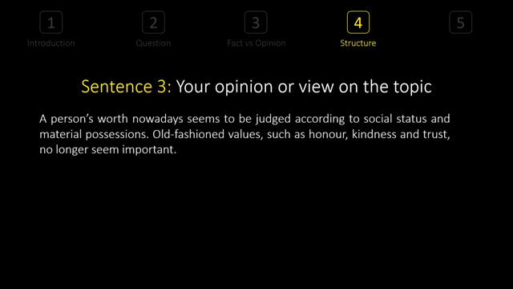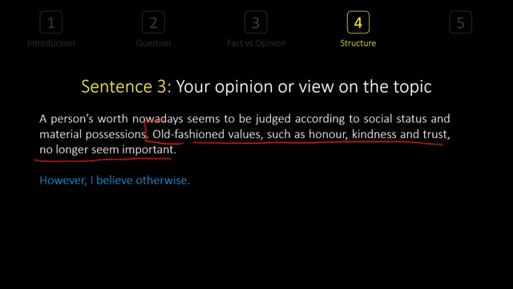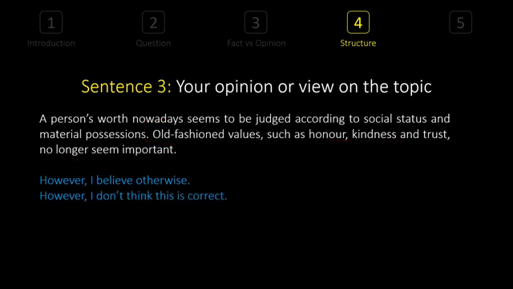Let me show what this means. The same question. Now, what is your view on this? Do you think it's true? Do you agree with this? I would say, yeah, I believe in this. So these are the positive parts. However, I believe otherwise. I mean, this is the negative part. Somebody said that old-fashioned values such as honor, kindness, and trust no longer seem important. These are not important. My point is, however, I believe otherwise. I feel some people say this, I believe otherwise. However, I don't think this is true. I go opposite again. Another possibility: however, I totally disagree with the statement. So I'm showing my opinion on the topic.